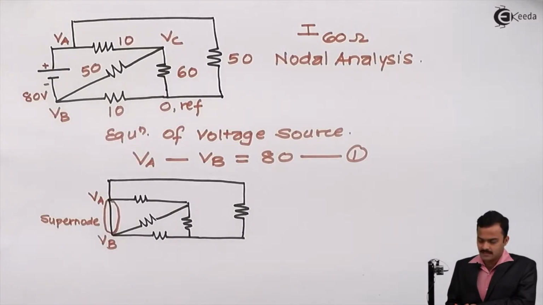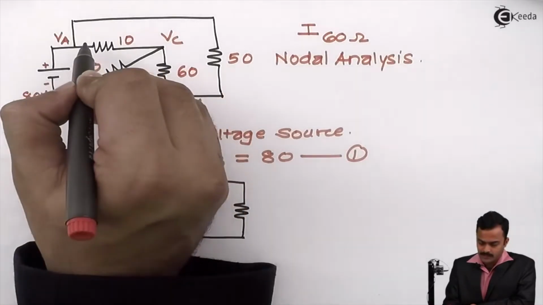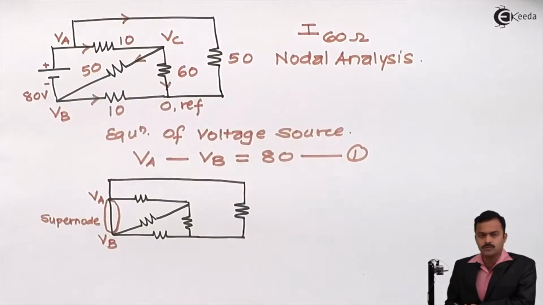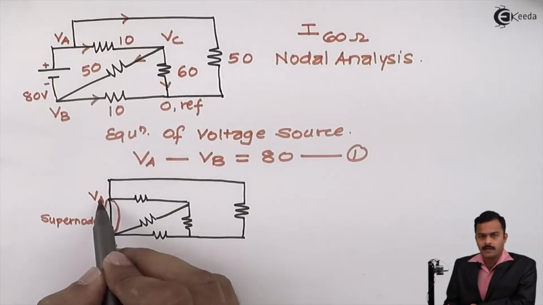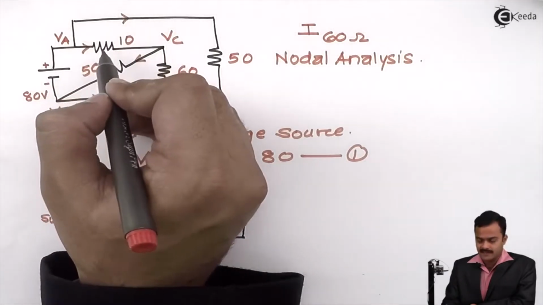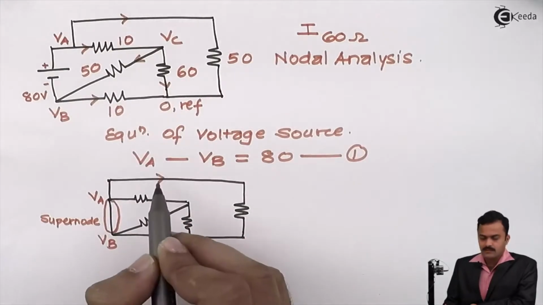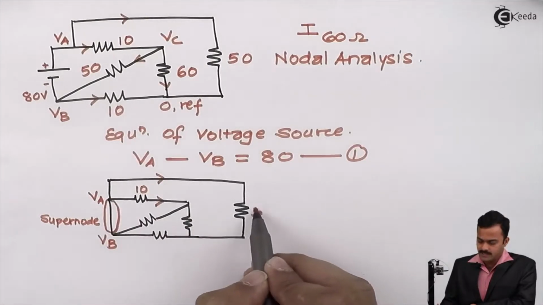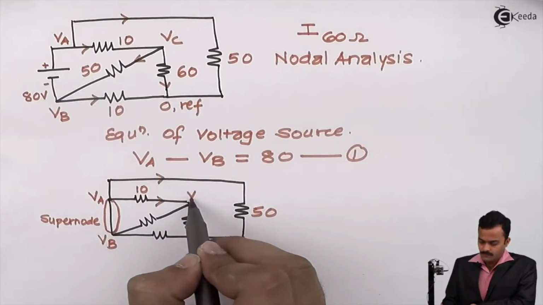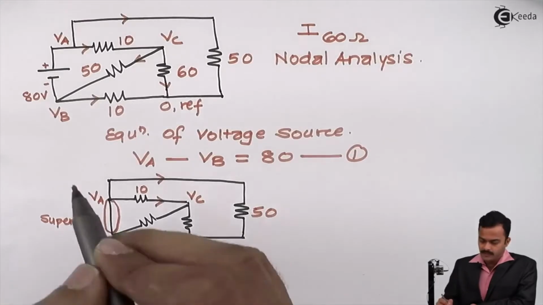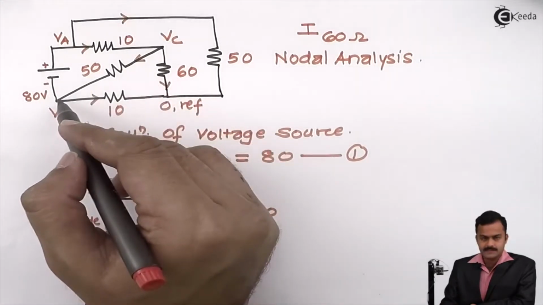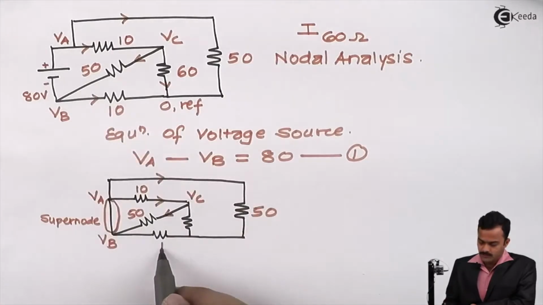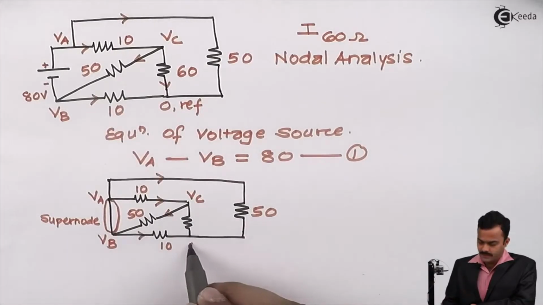Let's mark all branch currents. In fact, in the original circuit, we have not marked them, so let's mark that also. I'm considering random directions of current flowing through resistances. Now, at node A, I'm having two branches connected and current directions for both of them are outgoing. One branch is having resistance 10 ohm and another branch is having resistance 50 ohm. This is VC. Now at B, I'm having two branches. Out of that, one is incoming current for 50 ohm and for 10 ohm, it is outgoing current. This is a reference point.